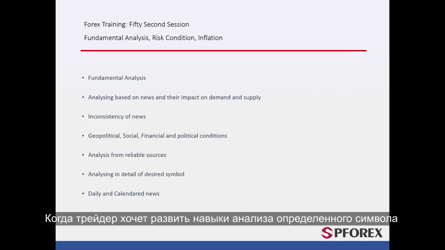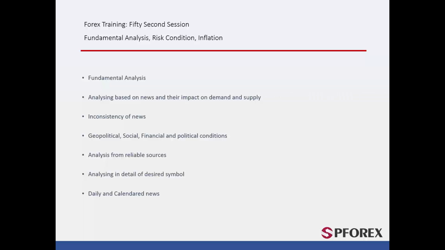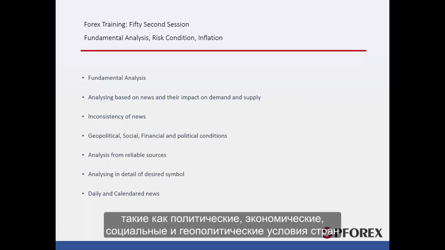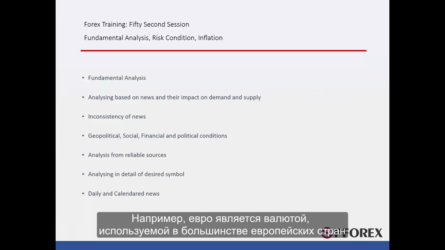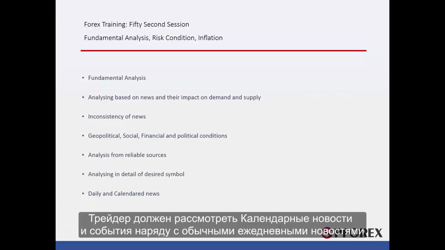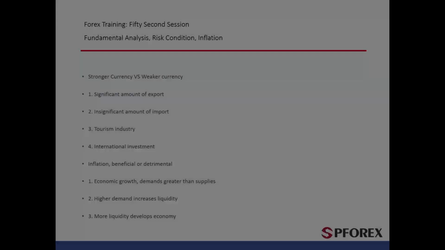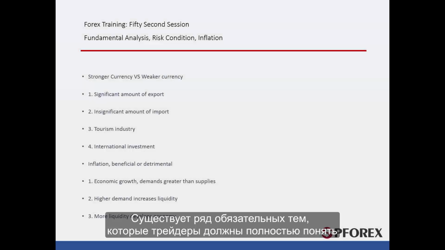When a trader wants to develop his or her ability on a symbol, then he or she should utterly analyze and study all aspects of that symbol, such as political, economic, social, and geopolitical situations of the countries that represent that symbol. For instance, Euro is the currency used in most of the European countries. Thus, a trader should check the political, economic, and social conditions of those countries to develop his or her knowledge over that Euro currency. A trader should consider calendared news and events alongside normal daily news. Sometimes daily news may have a more considerable influence on a market price rather than a calendared news or an event. There are some mandatory subjects that traders must fully understand.